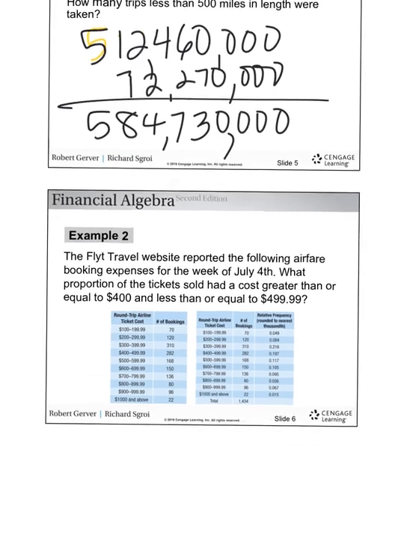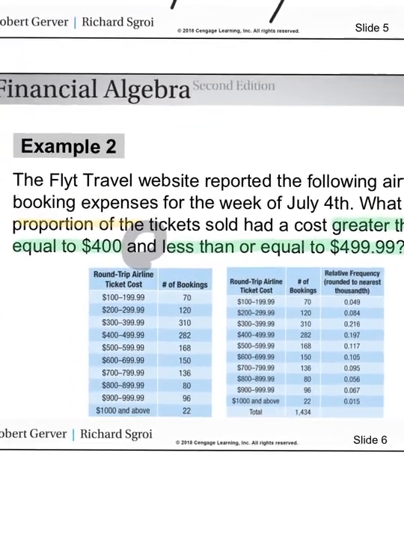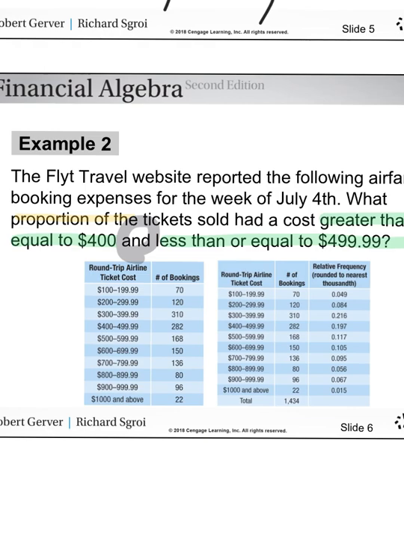Okay, so example 2, the flight travel website reported the following airfare booking expenses for the week of July 4th. What proportion of the tickets, so here's a word we need to think about, what proportion of the tickets sold had a cost greater than or equal to 400. So let's look at our first requirement here. Greater than or equal to 400, and, so that's a big important word, and less than or equal to 499. So let's deal with the first one. Greater than or equal to 400.